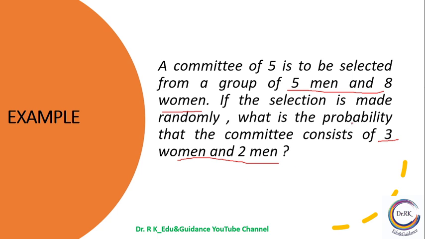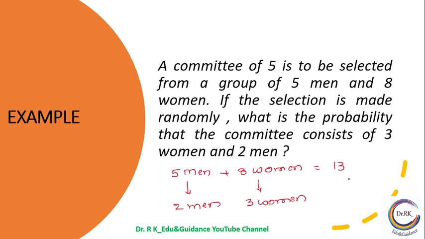So here the sample space is 5 men and 8 women. From that they are selecting 5 people, and these 5 people are going to be a combination of 3 women and 2 men. So how to understand and how to solve this problem?